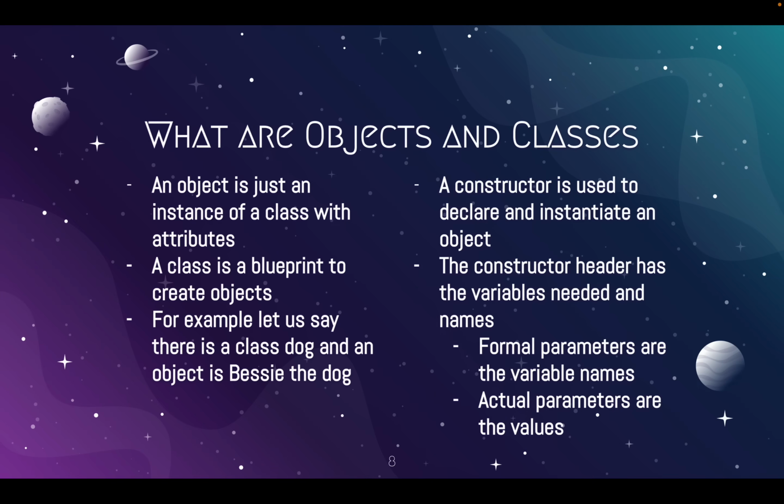And this might be important: formal parameters are like the actual names of the variables. Actual parameters are the values. So for example, a formal parameter might be house size. The actual parameter might be 100 as the value for the square feet in the house.